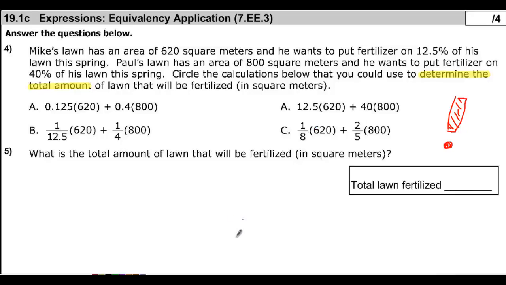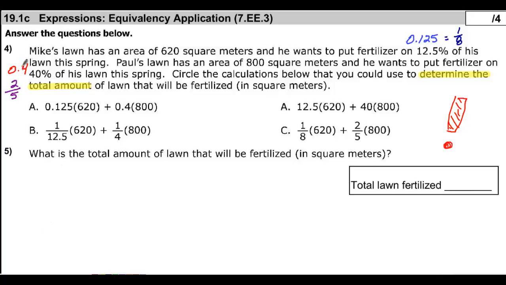In this case, they want to know that you can change 12.5% into the decimal 0.125 and into the fraction 1/8. They also want to know that you can change 40% into the decimal 0.4 and into the fraction 2/5.